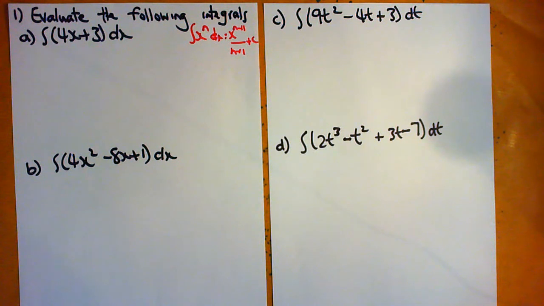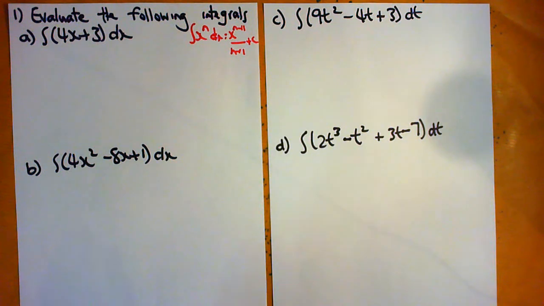Now, integrating is the reverse process of differentiation. Remember when we were differentiating, we would multiply out the front by the power, and we would subtract 1 from the power. Here we are going to do exactly the opposite. We're going to add 1 to the power, and then divide by the new power.